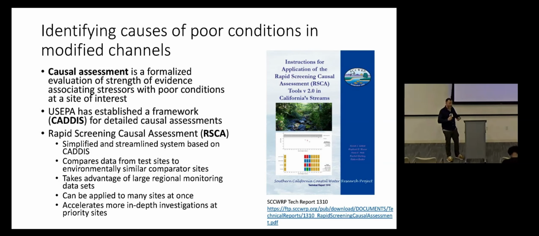It still does the same kind of analysis. We're looking at data from our test sites where we have low scores and comparing them to environmentally similar sites that we call comparator sites. And what this lets us do is take advantage of these large regional data sets we've been collecting, either through the Perennial Stream Assessment statewide or our regional programs like the one that the SMC runs or the Bay Area Regional Monitoring Program. And we can apply this to many sites at once.